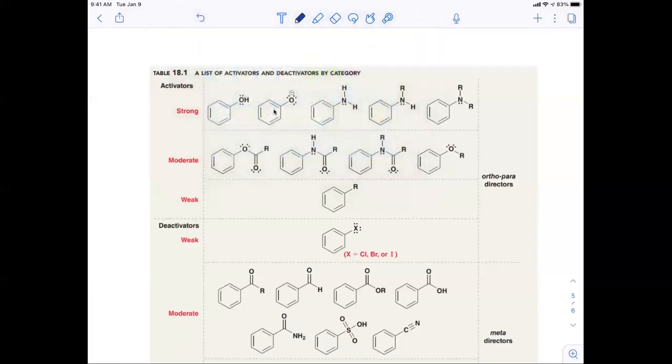So we start at the top with activators. We have strong, moderate, and weak. The strong activators happen to be ortho-para directors. Notice that on our moderates, we still have something with a lone pair next to it. If you notice all of these, I have a lone pair that's right next to my ring, and we'll look at some resonance contributors so you can see why that's important.